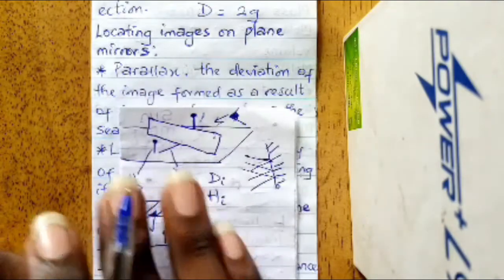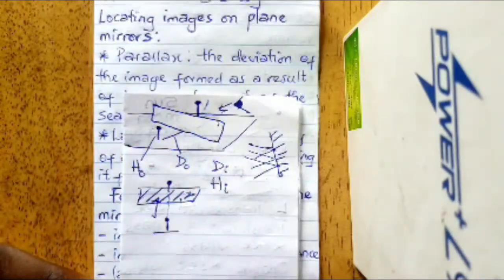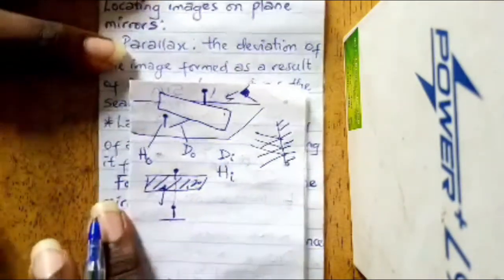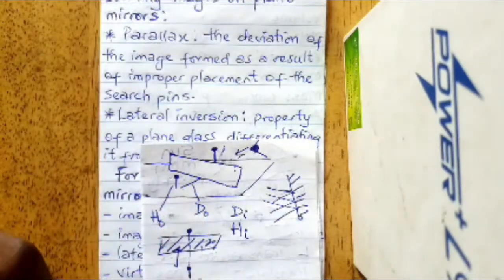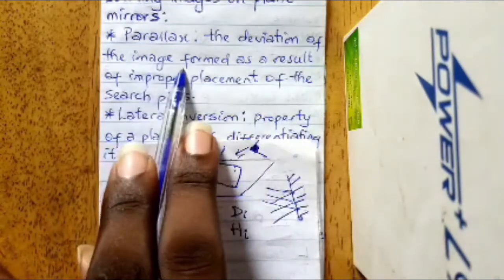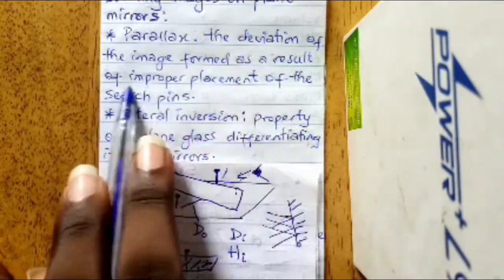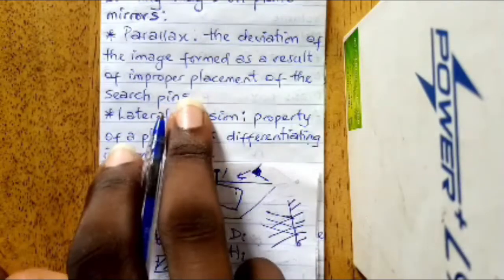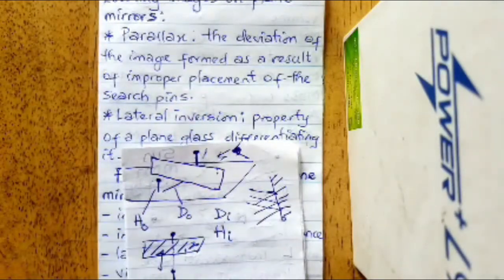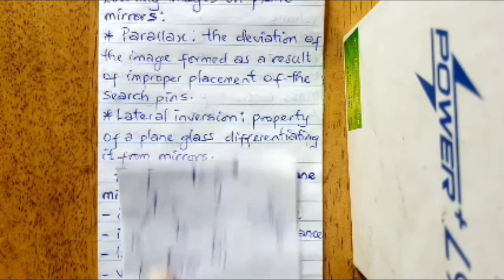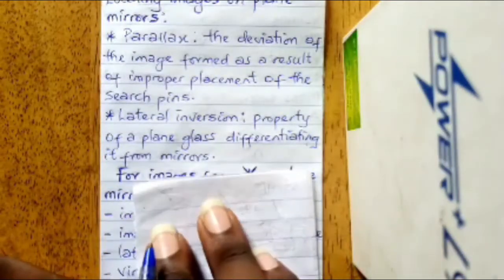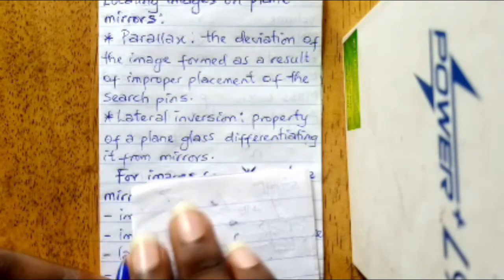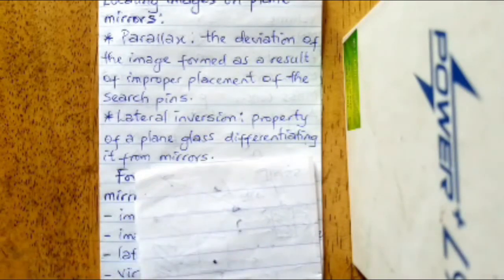So in doing this simple experiment, we have some terms which we encounter. First is parallax. What do we refer to as parallax? Parallax is the deviation of the image formed as a result of improper placement of the search pins. When carrying out experiments on light, the most common type of error which will occur is known as parallax error. What do you mean by parallax error?